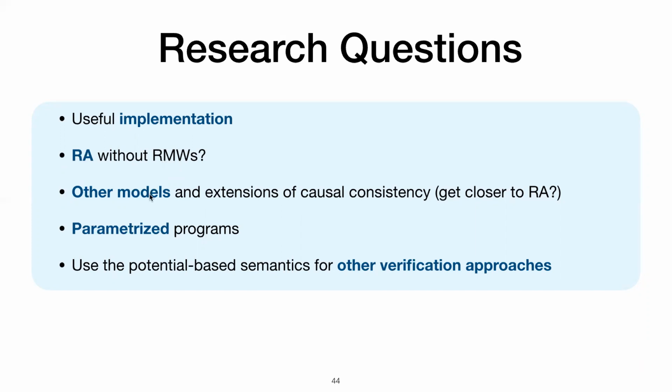Other questions: what about other models? Can we get closer to release acquire with different constraints and still have a potential-based system? Parameterized programs, when an unbounded number of threads is running the same program, is it decidable or not? And finally, I would like to use the potential-based semantics to develop things like program logics and model checking algorithms, and not just for the decidability. Yes, so this concludes my talk.